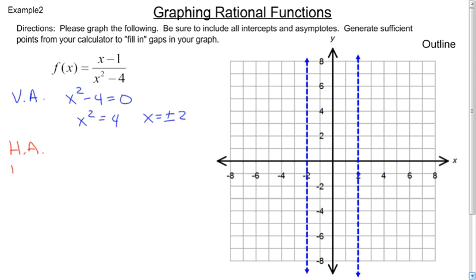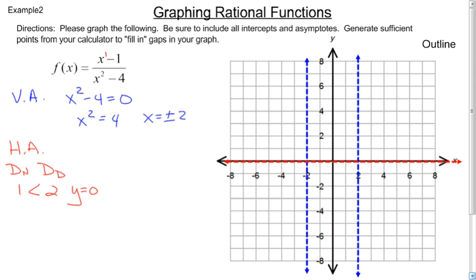So now I've got the degree of the numerator compared to the degree of the denominator. The degree of the numerator is 1. The denominator's degree is 2. 1 is less than 2. And again, if you just refer to your chart, you'll see that that's y equals 0 for your asymptote. So we just graph that.